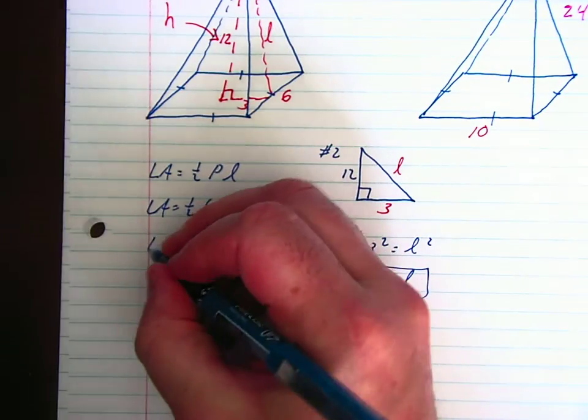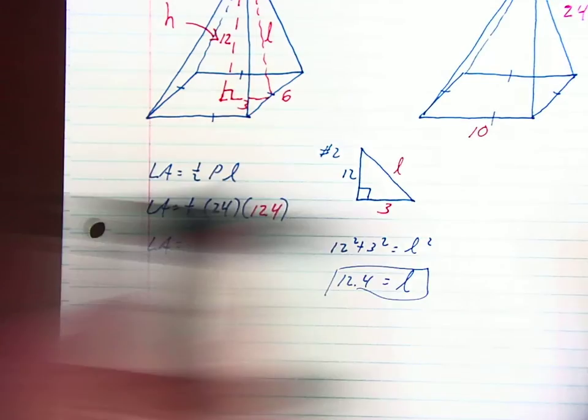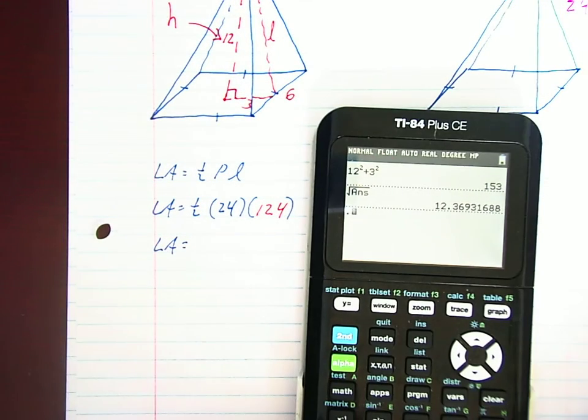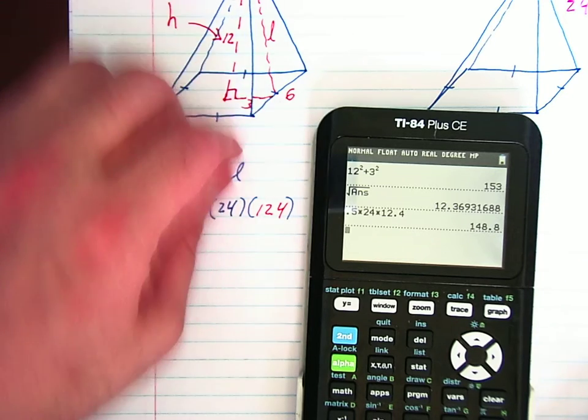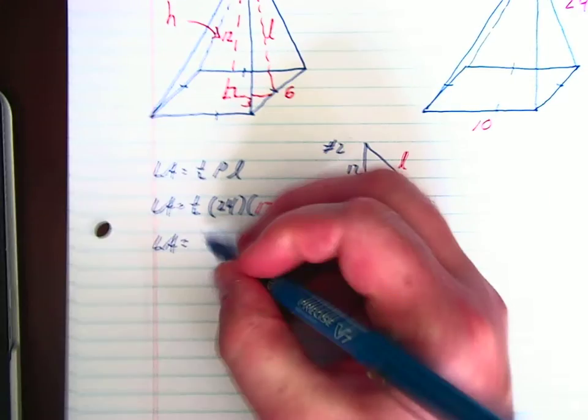Find your lateral area. So now we're all calculator here. 0.5 times 24 times 12.4, 148.8.